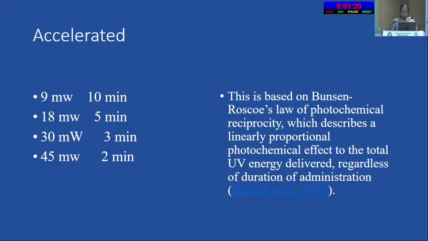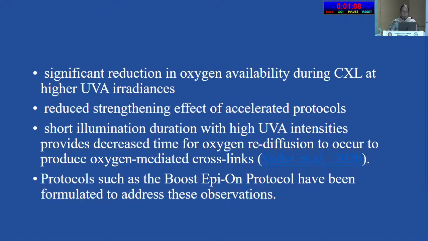Now this is based on Bunsen-Roscoe's law of photochemical reciprocity, which describes a linearly proportional photochemical effect to the total UV energy delivered regardless of the duration of administration. But there is a significant reduction in oxygen availability during CXL at higher UVA irradiances. It reduces the strengthening effect of the accelerated protocols. The short illumination duration with high UVA intensity provides decreased time for oxygen rediffusion to occur to produce oxygen-mediated crosslinks.